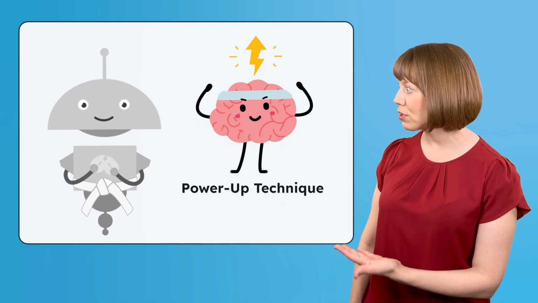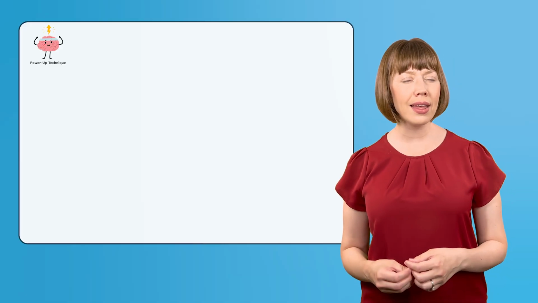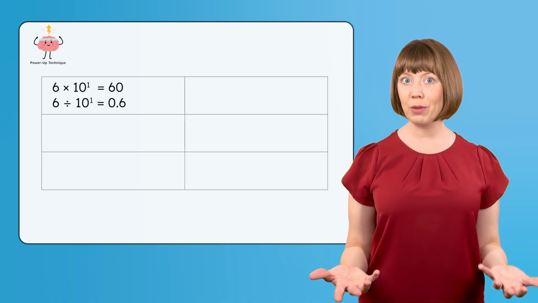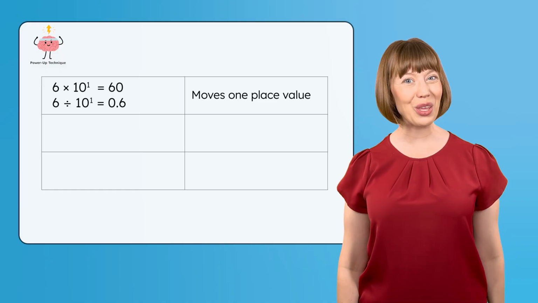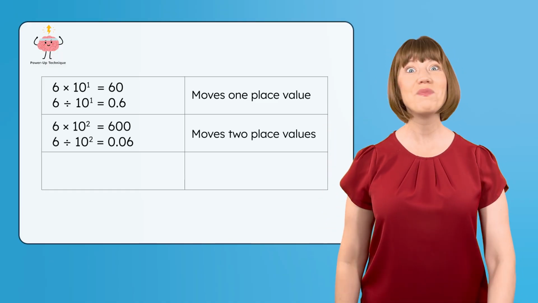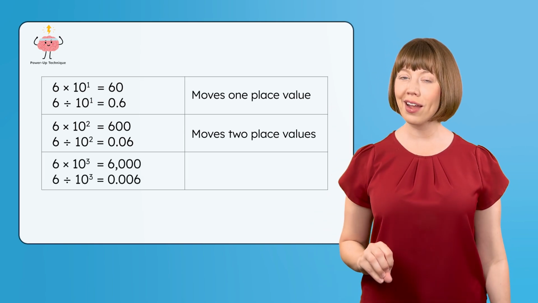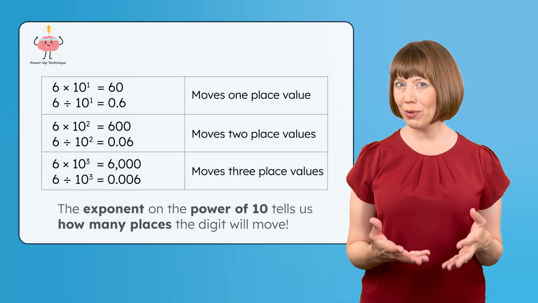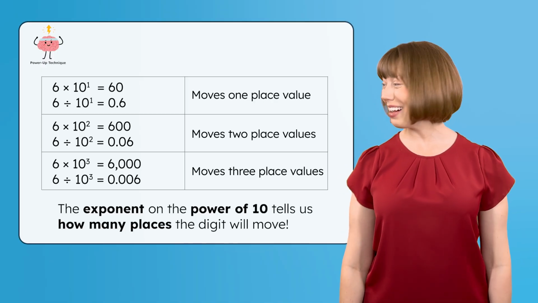That's a great observation. There is a connection between the power of 10 and how many places the digit moves. When we multiplied or divided by 10 to the first power, the digit moved 1 place value. When we used 10 to the second power, the digit moved 2 places. And what about 10 to the third power? The digit moved 3 places. The exponent on the power of 10 tells us how many places the digit will move. Thank you, Mia!